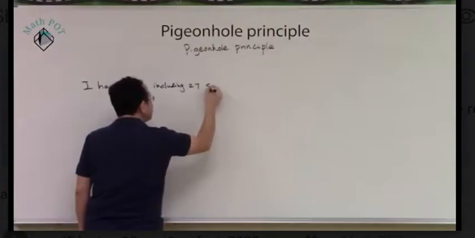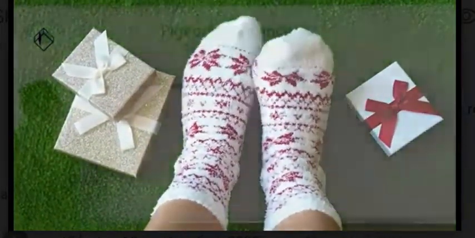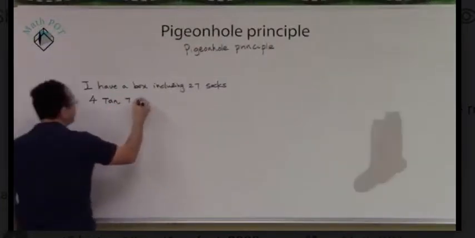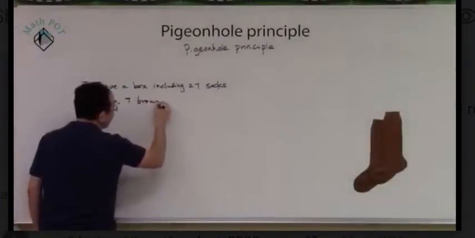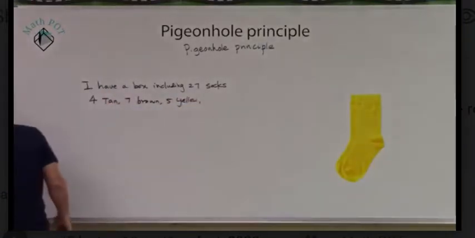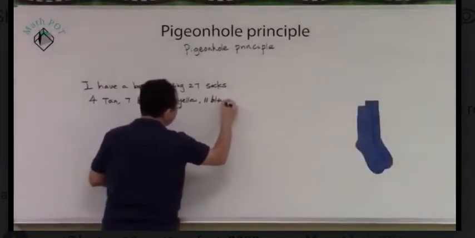I have a box including 27 socks. They are four tan color, seven brown color, five yellow color, and also 11 blue color.